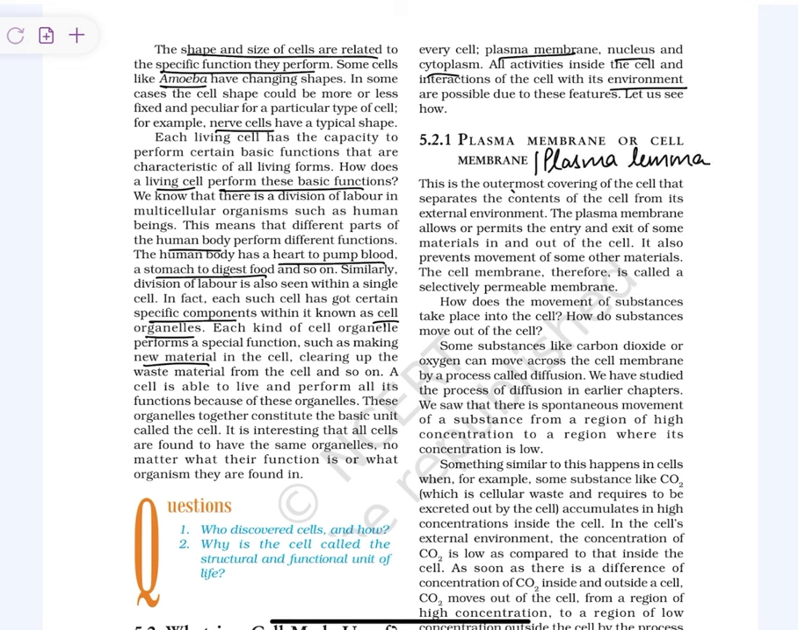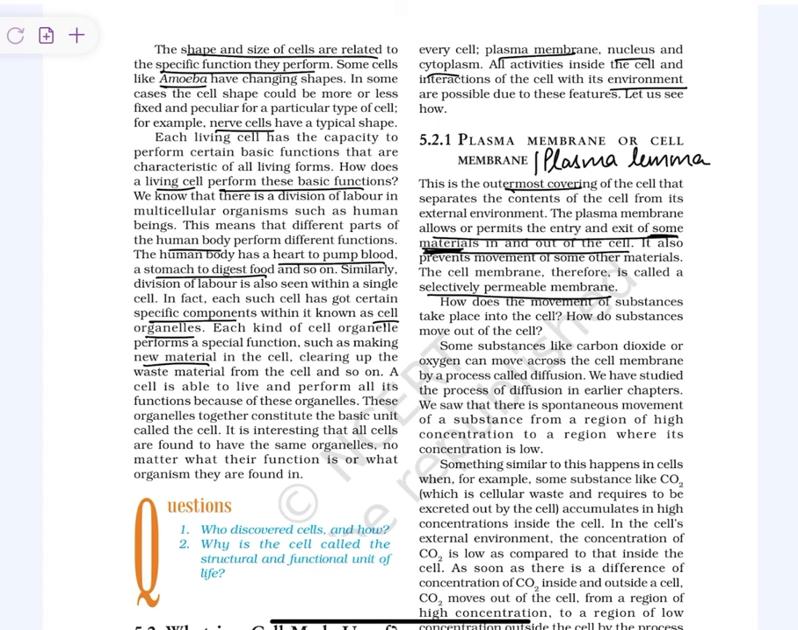So this is the outermost covering of the cell. Generally in animal cell it is the outermost covering, but in plant cell the outermost covering is of the cell wall. This plasma membrane allows or permits the entry and exit of some material in and out of the cell. अब ये outermost layer है तो यही entry और exit को regulate करेगी, and only of some material. That's why we call it selectively permeable membrane, because it allows the entry and exit of only selected material.